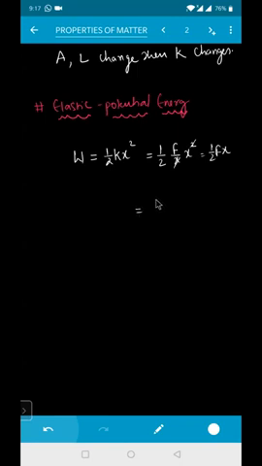This can also be written as half into K, and X can be written as F by K. So F by K whole square. That means this will become F square divided by 2 into K square. One K will get cancelled, so this will be K. So this is your work done.